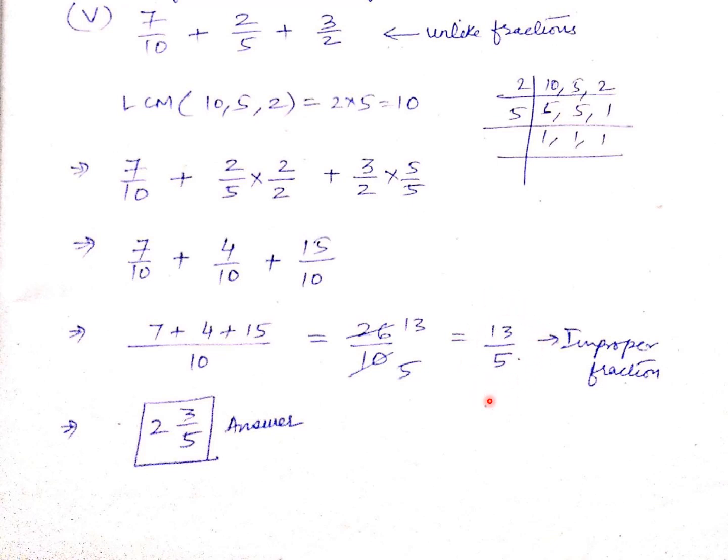If you observe, it is an improper fraction. Can you tell why? Yes, because the numerator is larger than the denominator. So the answer is 2, 3 upon 5. I hope you understood the method of how to obtain a mixed fraction. Okay, in case of any doubts, you may see the previous lecture.